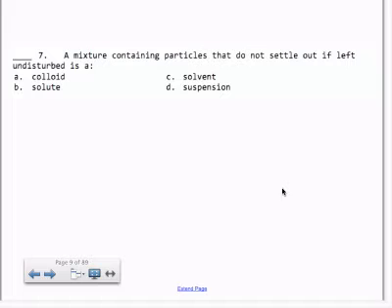So again, more vocabulary on the multiple choice here. A mixture containing particles that do not settle out if left undisturbed is called a colloid. A suspension is a mixture where the particles do settle out if left undisturbed, and then solute and solvent are just parts of a mixture.